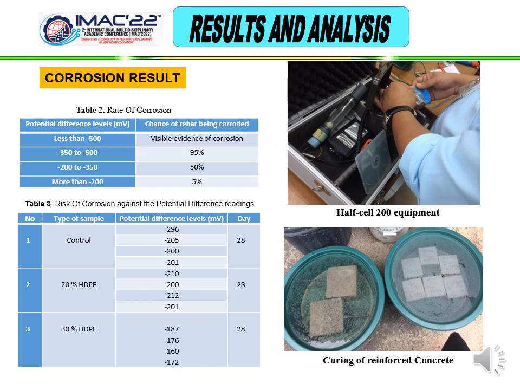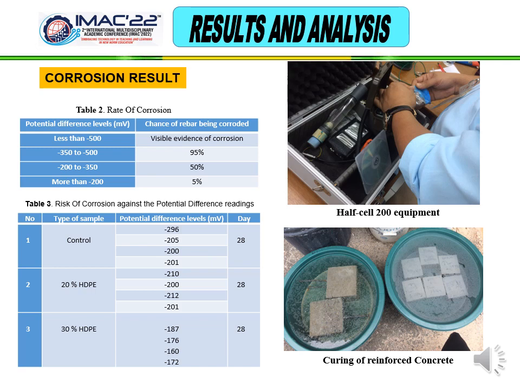This is the result for the corrosion test. From this table, note that 30% HDPE in concrete shows more than 2000. More than 2000 here.